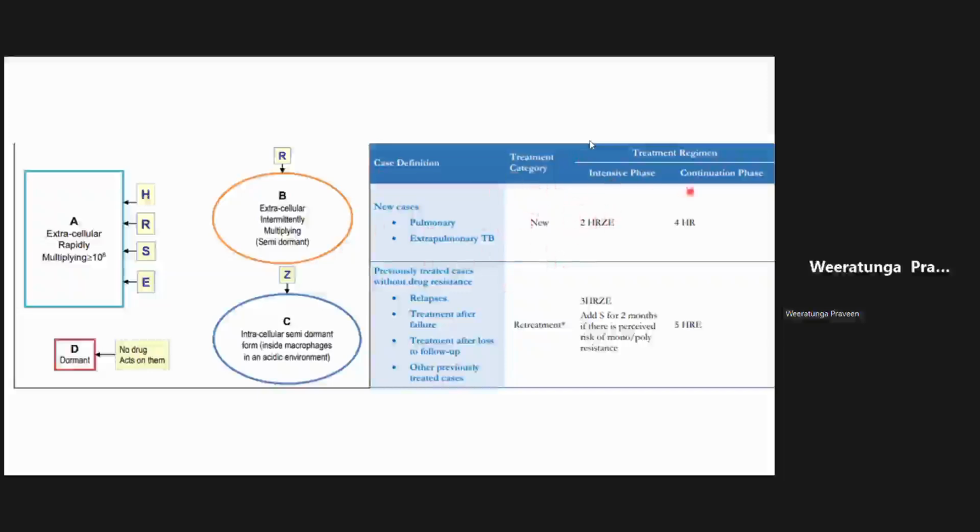So this is the treatment schedule. Isoniazid, rifampicin, pyrazinamide, ethambutol, 2 months, and then 4 months of isoniazid, rifampicin. So this is the so-called category 2 or retreatment category. If you have a relapse, treatment failure, loss to follow up, they fall into the retreatment category.